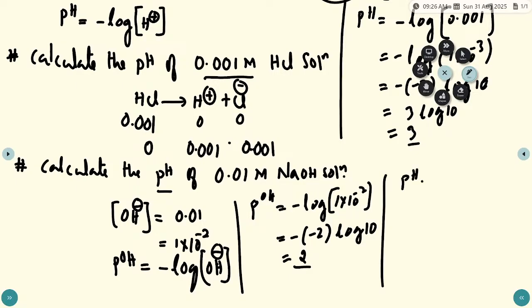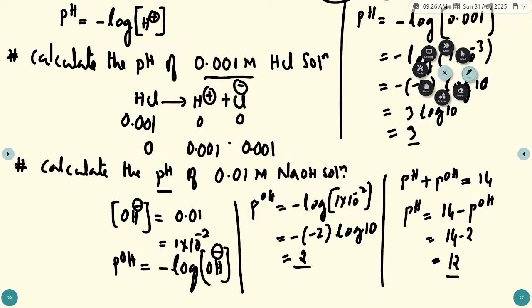We know that pH plus pOH is equal to 14. So from this you can calculate the pH. pH is equal to 14 minus pOH. What is the value of pOH? 2. So 14 minus 2 is 12. So this is the pH of the given NaOH solution. Okay, this is how you have to calculate.